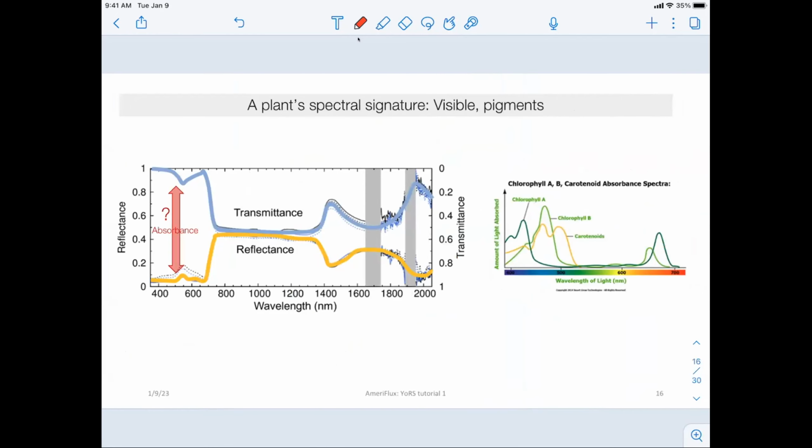So let's start with the visible part of the spectrum, from 400 to 700 nanometers. This is where plants absorb highly, somewhere around 80% of the light in this region. That's mostly due to absorption spectra of chlorophylls and carotenoids. If we exploit different nuances within this part of the spectrum, and Zoe will talk about this a little more, it can tell us about how plant pigments might be regulating light.